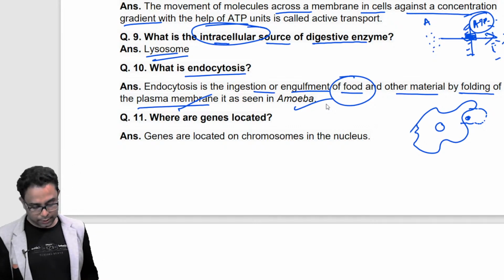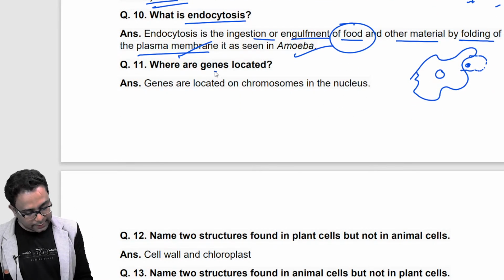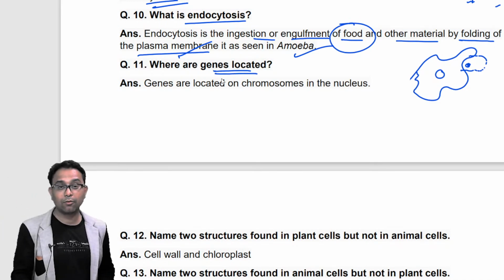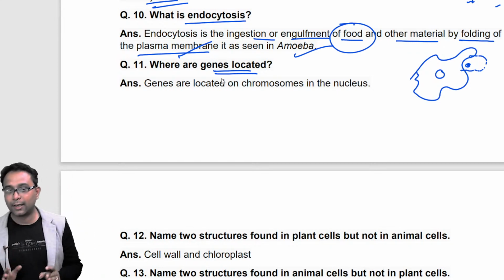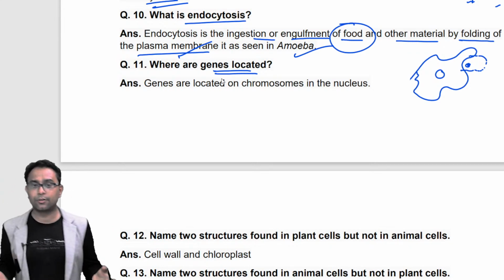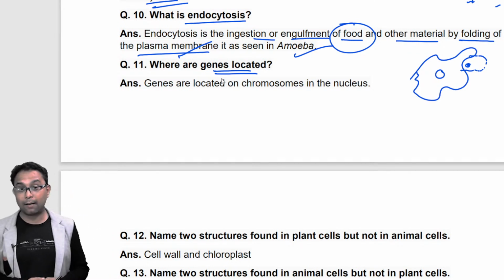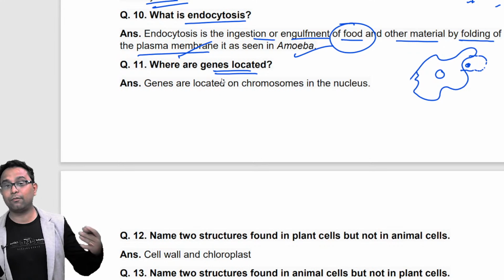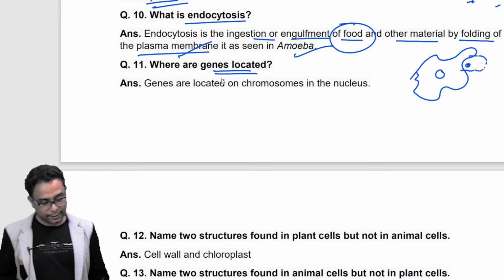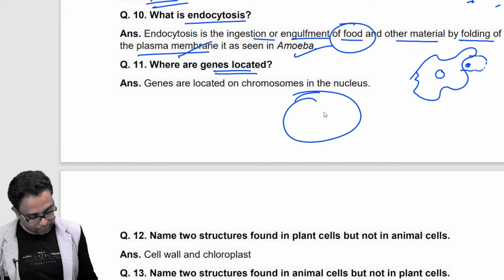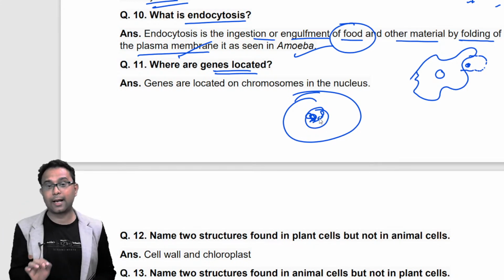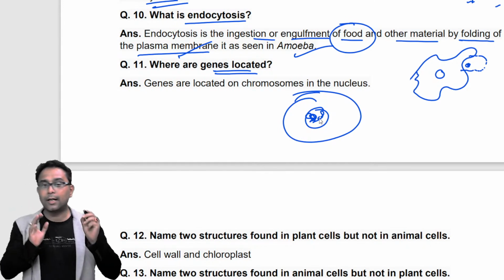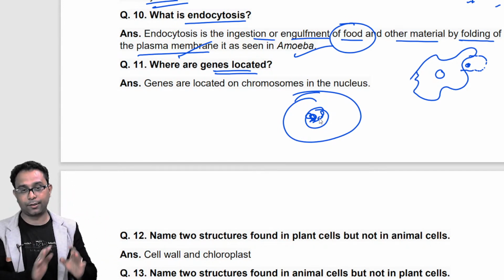Now we go to question number 11. Where are our genes located? You know genes, where are they present? What are genes? Genes are the functional segments of the DNA. Functional means what type of function do they do? Genes are ultimately the basis of heredity, and they are involved in protein synthesis in any cell. This is the nucleus. Inside the nucleus the chromosome is there, and the chromosome is the main site where the genes are located. So genes are located on the chromosome in the nucleus.